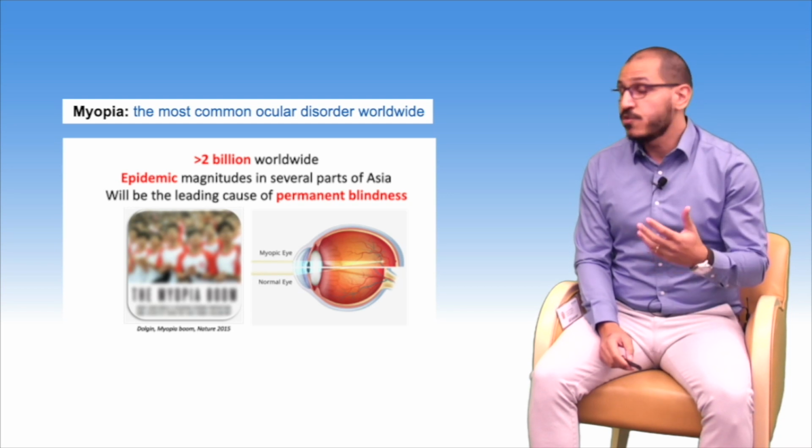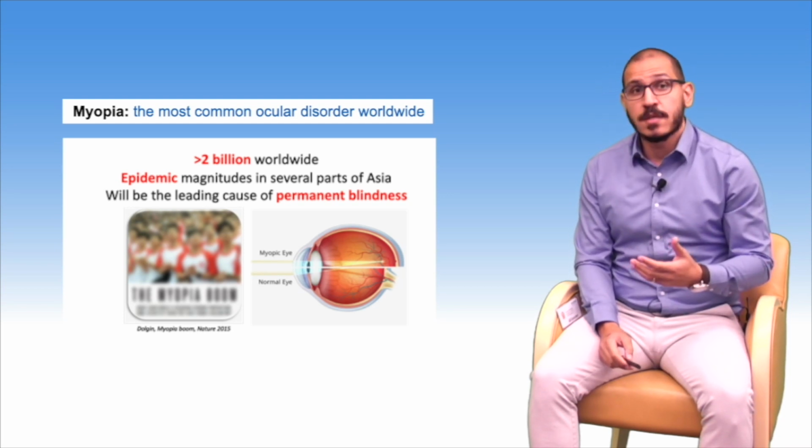Myopia, which is the common condition we have in Singapore. This is indeed a very common condition that we have in Singapore, but also all around the world. In fact, myopia affects over 2 billion individuals worldwide. It's, as you mentioned, of epidemic magnitudes in several parts of Asia, including Singapore, and it's predicted to affect over half of the population and be the cause of permanent blindness worldwide come 2050.